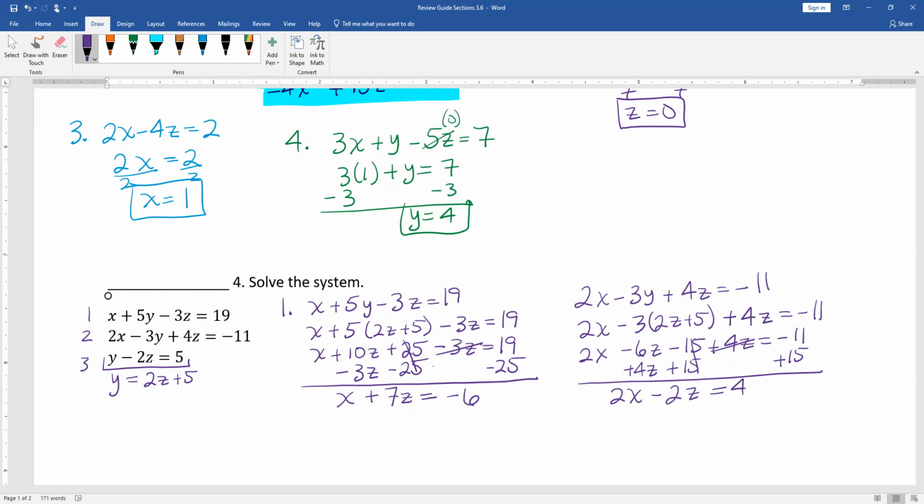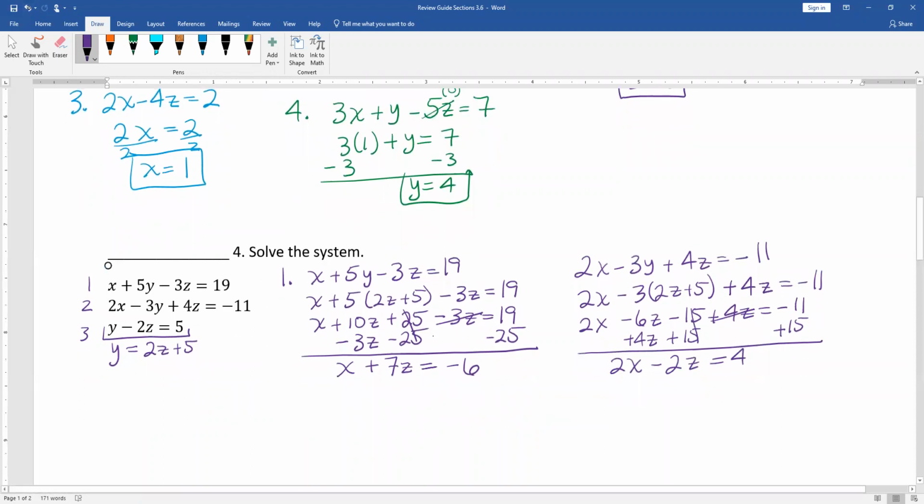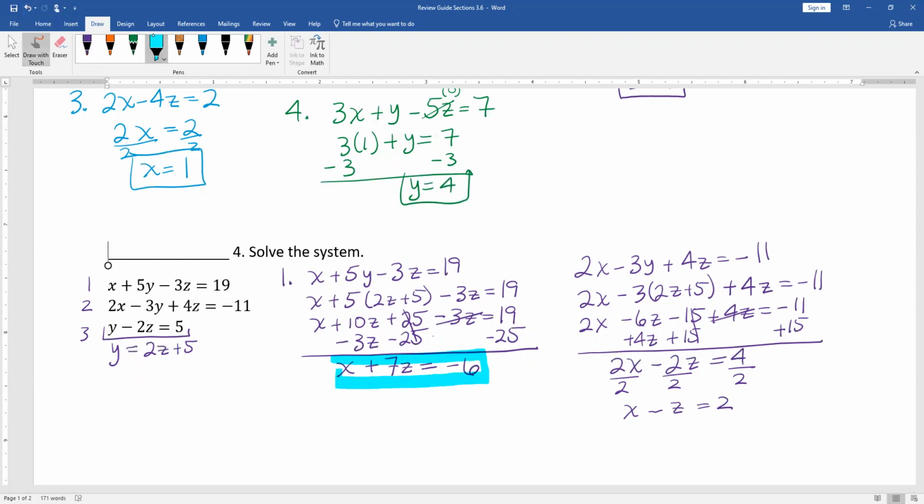Okay. So we can simplify this. You don't have to, but I'm going to. Because all of the coefficients are multiples of 2, I'm going to create an equivalent expression that is x minus z equals 2. All right, so we now have two equations with only two variables. So now that we can eliminate one.